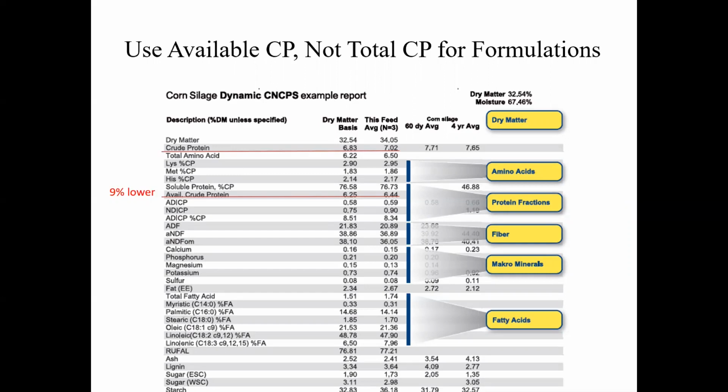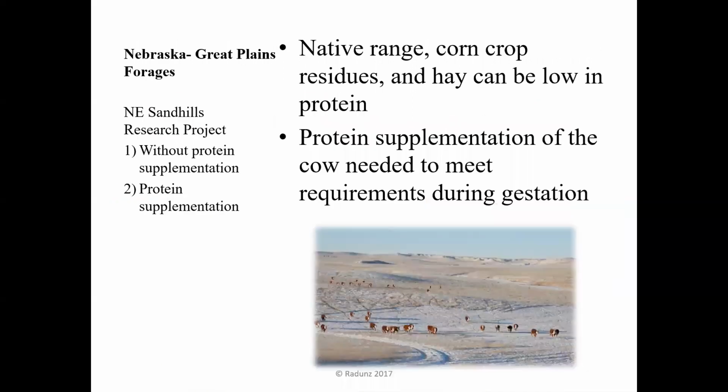Because if I use crude protein, and I have 10% of it bound and unavailable to the animal, I'm kidding myself on how much protein that animal actually is getting. So I want to look now at some University of Nebraska research that I think is really great.